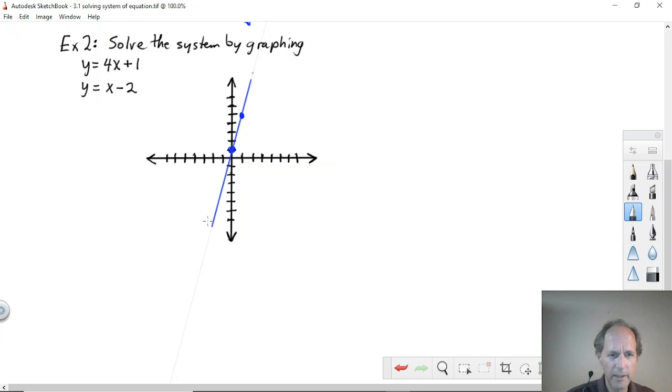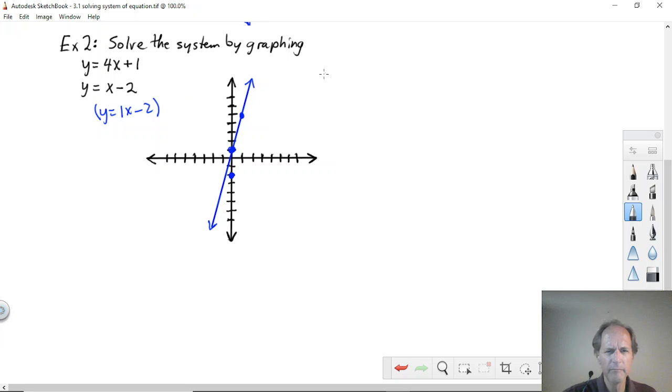I've tried to draw straight lines without using that ruler tool, and it doesn't work very well. Okay, so that's that one. Now let's draw the other line. It's y equals x minus 2. The y-intercept is negative 2. So that's right there. Now we will use the slope to get another point. The slope is 1 because the coefficient of x is 1. We could rewrite this, of course, y equals 1x minus 2.